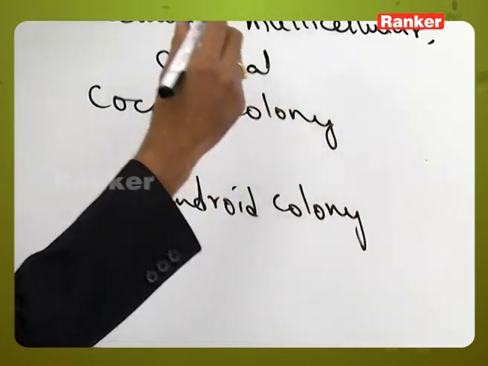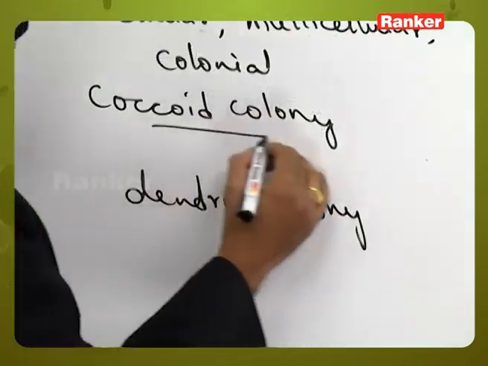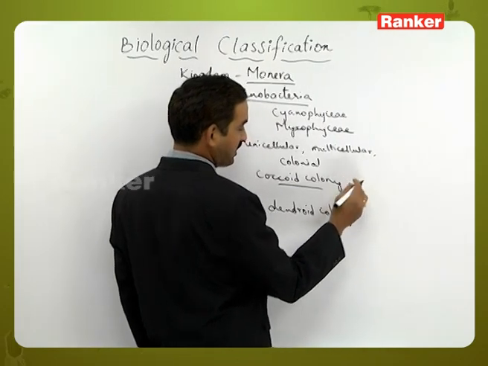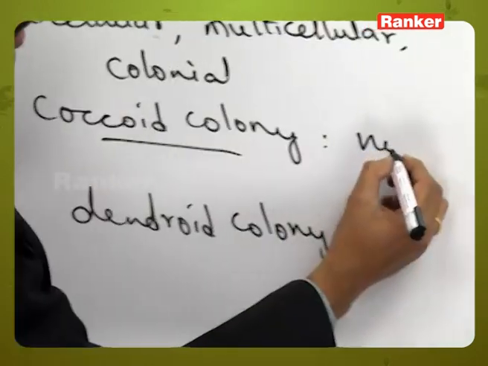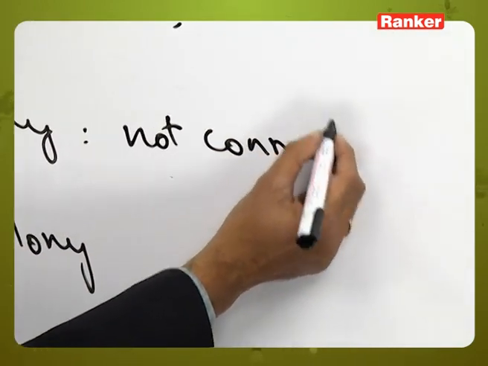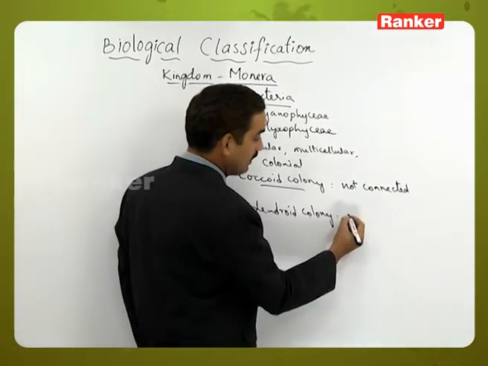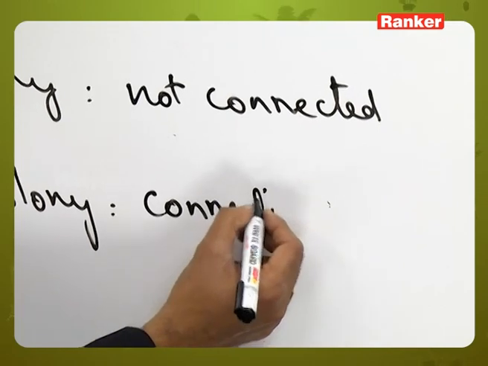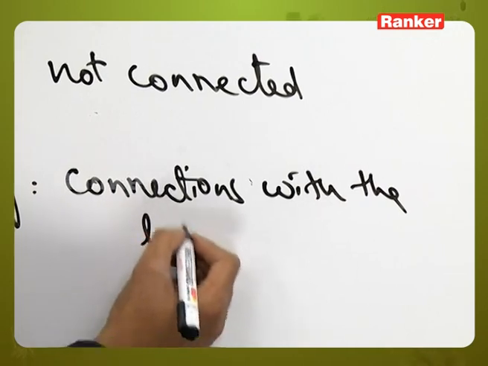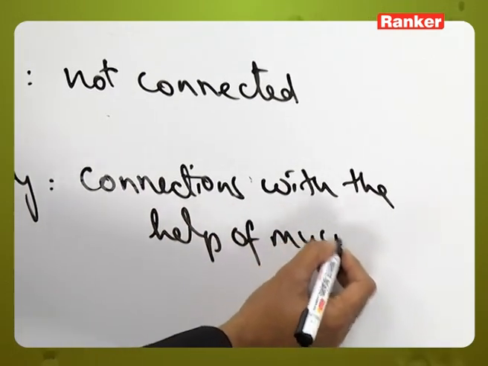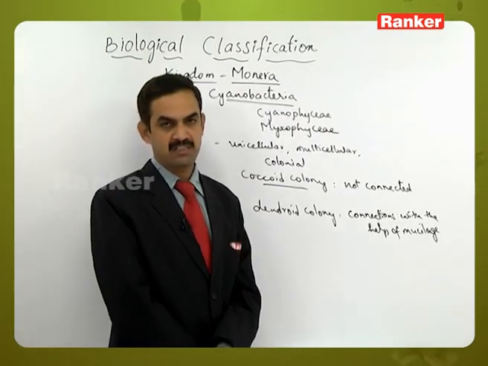Actually, these Cyanobacteria are surrounded by some sort of mucilage sheath. So in the coccoid colony, the members present in the colony are surrounded by the mucilaginous sheath, but they are not connected to each other. But the members present in the dendroid colony are connected with the help of mucilage present in that colony. So this is how the coccoid colony is differentiated from the dendroid colony.